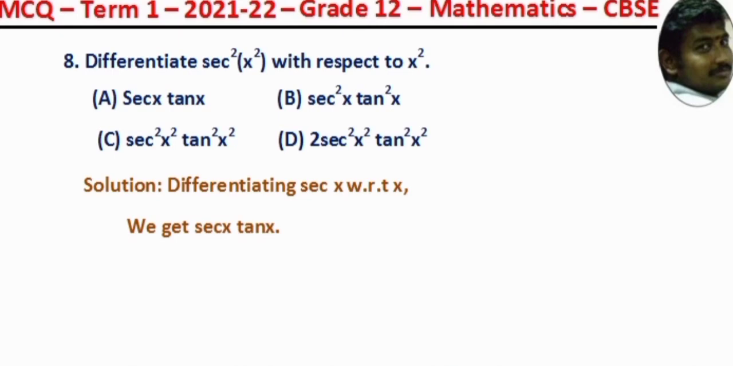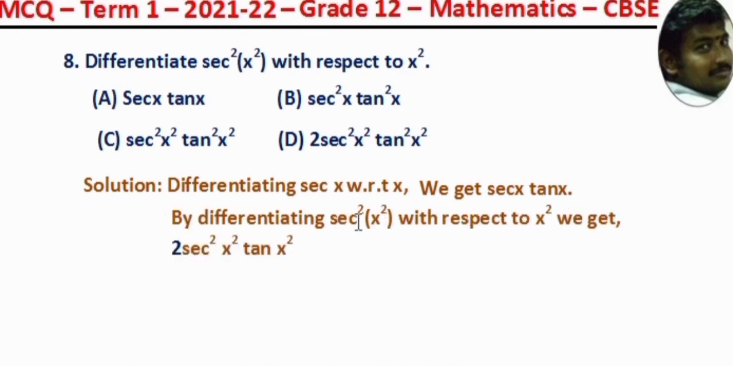So differentiating with respect to x, secant x, when you differentiate, what we get is the answer secant x tan x. When you differentiate secant x, we get secant x tan x. But here the question is secant square x square. When you differentiate with respect to x square, we get 2 times secant square x square tan x square. Okay, so option D is the correct answer.